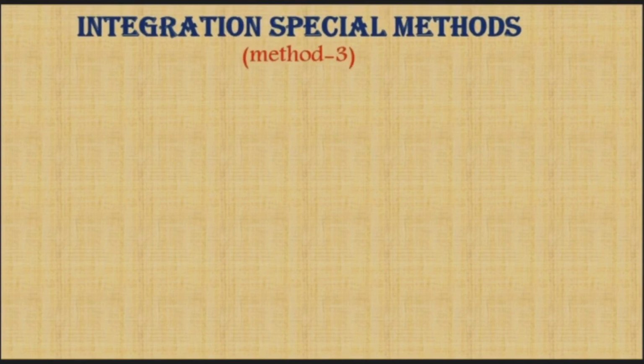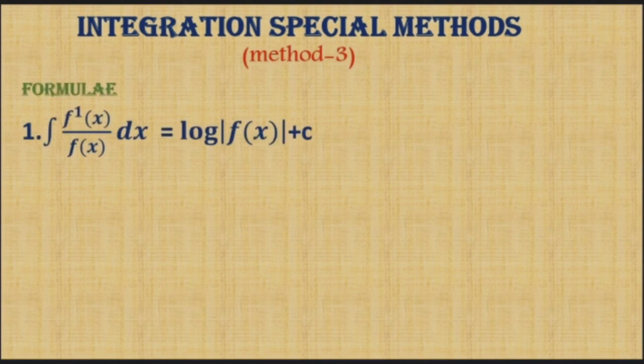So here are the formulas. Integration of f dash of x by f of x into dx is equal to log mod f of x plus c. Observe here, f of x is a function in the denominator, and f dash of x is its differentiation in the numerator. So when the problem is in this form, you can write it as log mod f of x plus c. So you have to observe this formation.